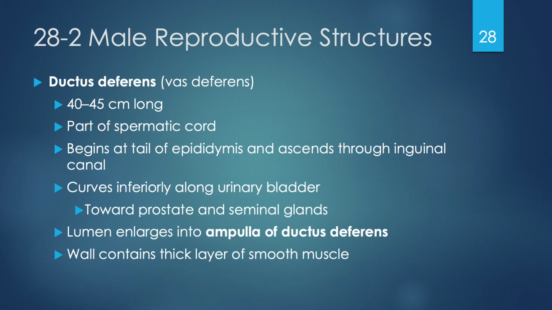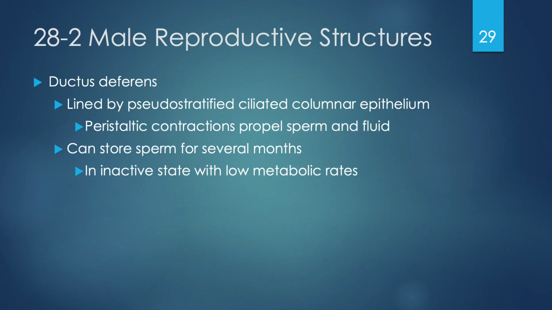So the lumen of the ductus deferens is going to open up broadly into the ampulla of the ductus deferens, and that is at the prostate gland. The wall of the ductus deferens is thick, smooth muscle. The lining of the ductus deferens is a pseudostratified ciliated columnar epithelium. Flashback to week 4 of this class.